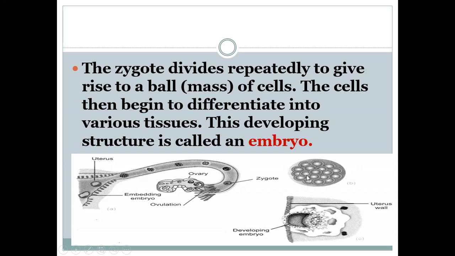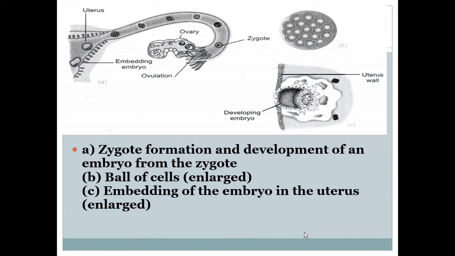The cells then begin to differentiate into various tissues. This developing structure is called an embryo. Here in the picture you can see the zygote formation and development of an embryo from the zygote. The ball of cells will be formed, and these cells will differentiate and form an embryo which will be developing in the uterus.